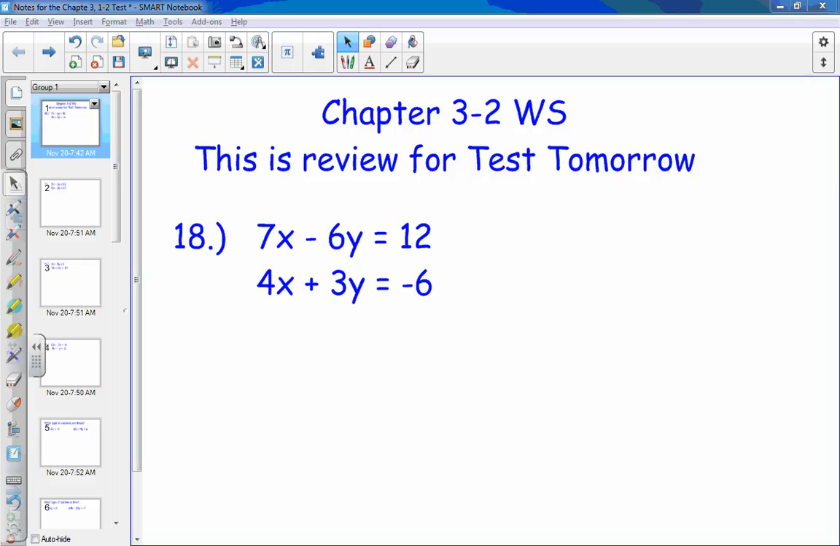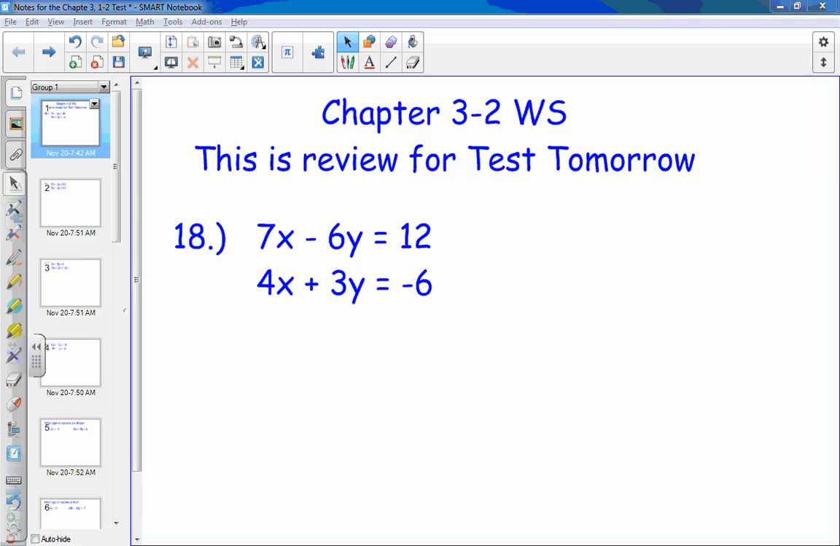We have 7x minus 6y is equal to 12 and 4x plus 3y is equal to negative 6. If you chose to do problem 18 on last night's worksheet, which was Chapter 3-2, LC and substitution worksheet, I told you guys the directions were on Edmodo that you had 4 to do by elimination and 4 to do by substitution.